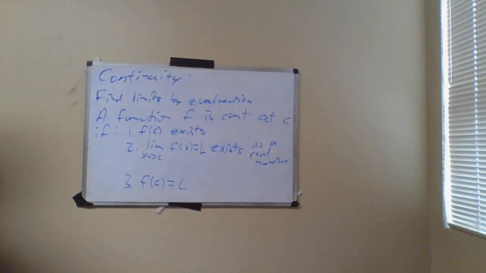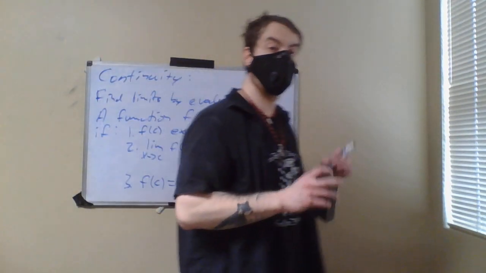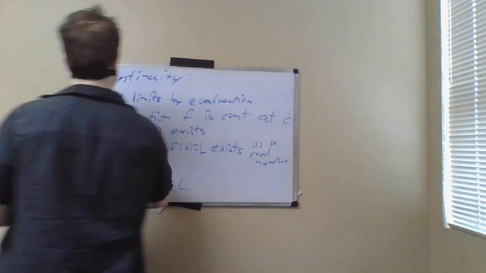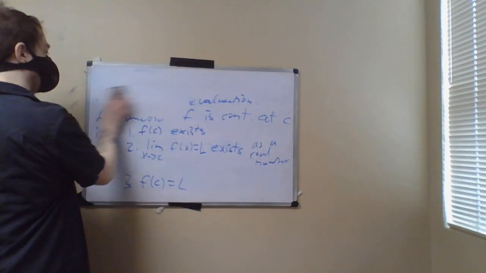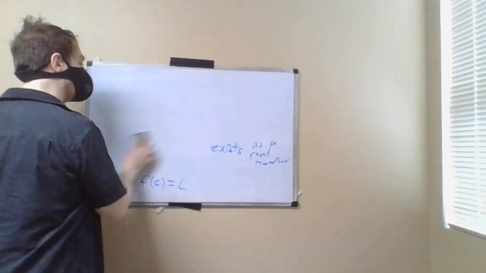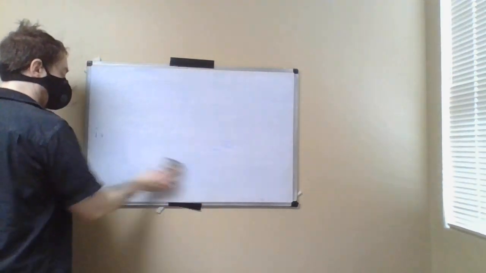So this property, this being continuous property, is really important because it tells us essentially that for these types of functions, we can find the limits through evaluation.